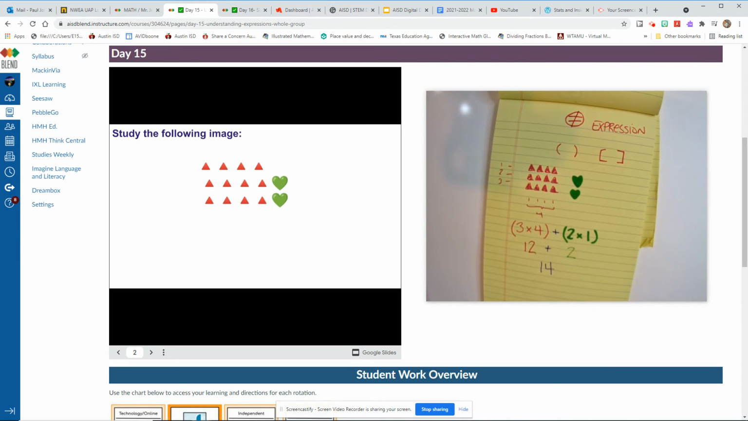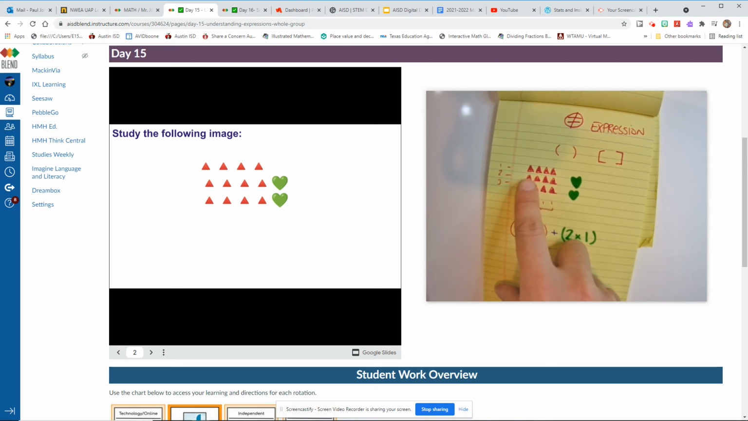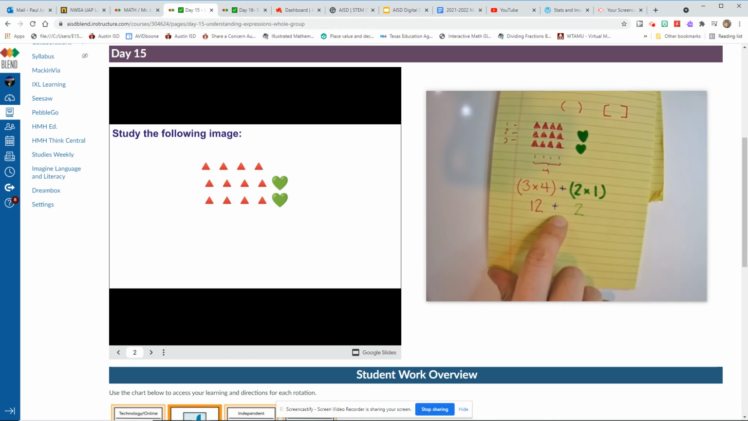So what we're trying to do here is start to realize that we can view things in groups. 3 groups of 4, 2 groups of 1. And this is what it would look like in numbers instead of pictures.